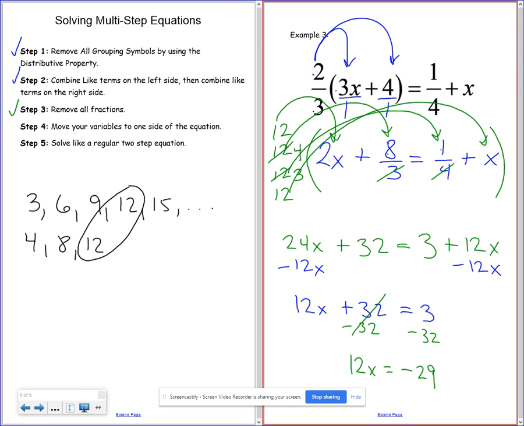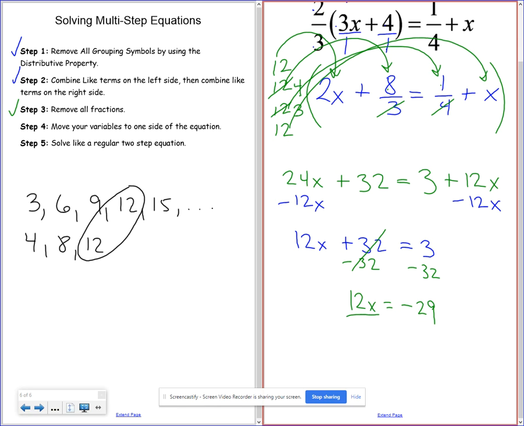And then last, divide by 12. Divide by 12. 12 doesn't go into 29 evenly. 29 and 12 don't have a common divisor. So the solution is x equals negative 29 over 12.